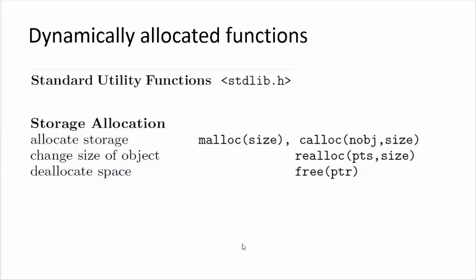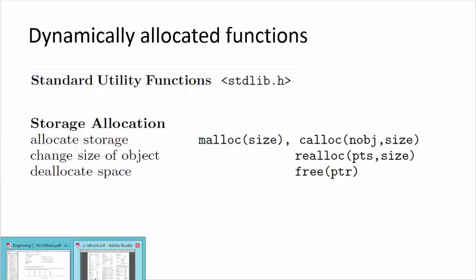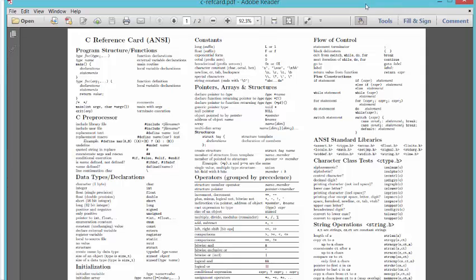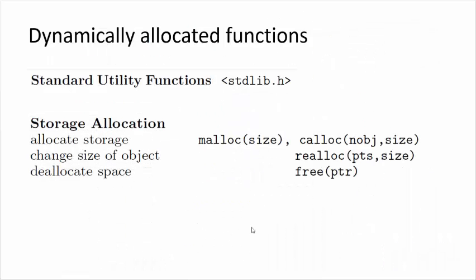On your C reference chart that I gave everybody, there is a section in the standard library functions where it talks about dynamically allocated functions. Here are the functions that we're going to talk about. That's the set of 4 of them that are there. And they are all related to storage allocation and releasing your storage.